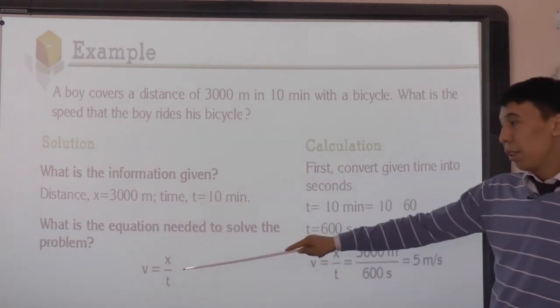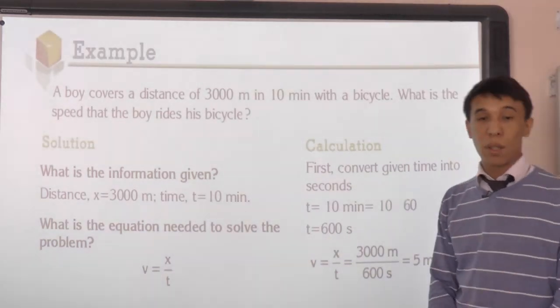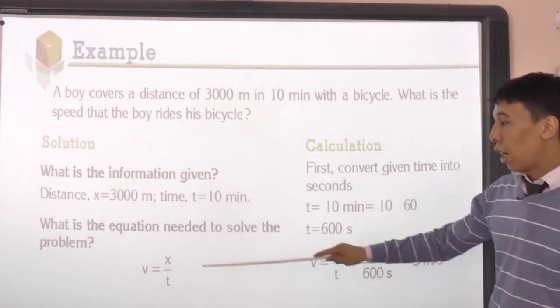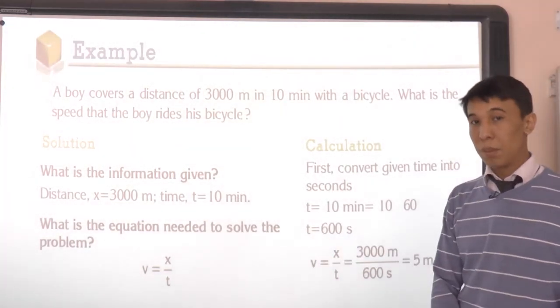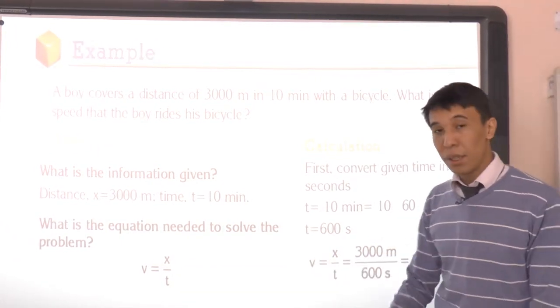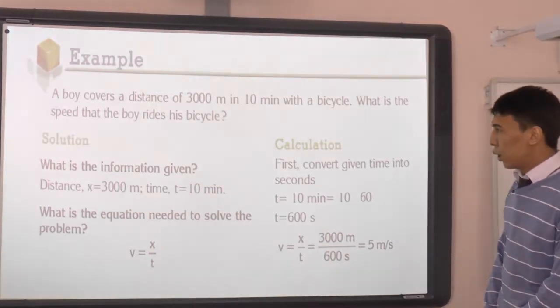What is the equation we need to solve this problem? Yes, you are right, v equals x over t, or distance over time. By the way, guys, in some cases we can replace d, which means distance, with the symbol or letter x, okay? And now let's look at the calculation.